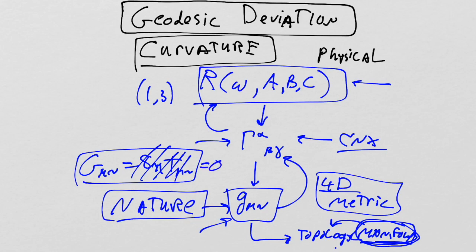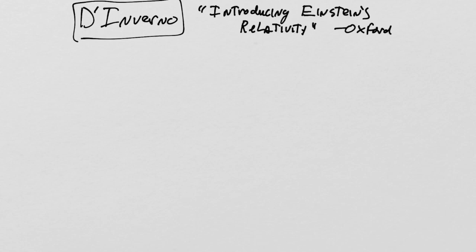Okay, so geodesic deviation, let's attack it. So when discussing this thing, you always ask, what method are we going to use to approach geodesic deviation? I'm going to use several. Today, I'm going to use the one that's found in the text by D'Inverno. The book is Introducing Einstein's Relativity.